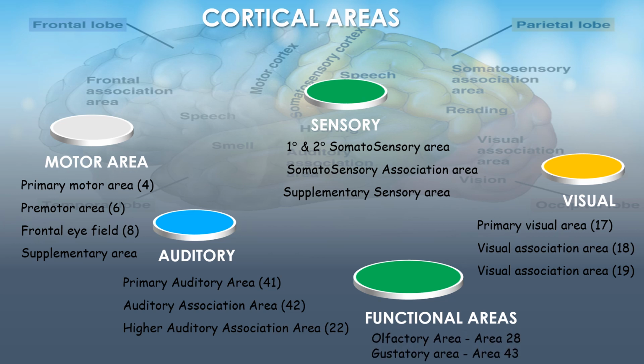And then the other functional areas are the olfactory area, which is area 28, concerned with the smell, and then the gustatory area, which is area 43, concerned with the taste. And then there are other areas like speech areas. The motor speech area is 44 and 45, and there is a specific area for reading, and then Wernicke's area for receiving the auditory function.